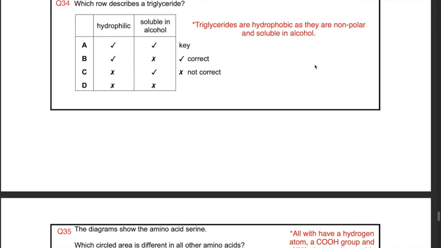Question 34. Which row describes a triglyceride? Triglycerides are hydrophobic in nature as they are non-polar, and they are soluble in alcohol. Therefore, for hydrophilic it should be not correct and for soluble in alcohol it should be correct, leaving us with the answer being C.